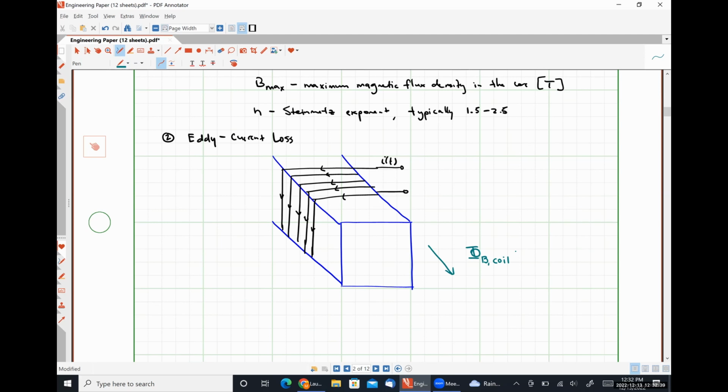So if our coil flux is increasing, our induced flux will try to decrease the overall flux. If our coil flux is decreasing, our induced flux will try to increase the overall flux. The induced flux is just trying to keep the flux at a constant level, okay?